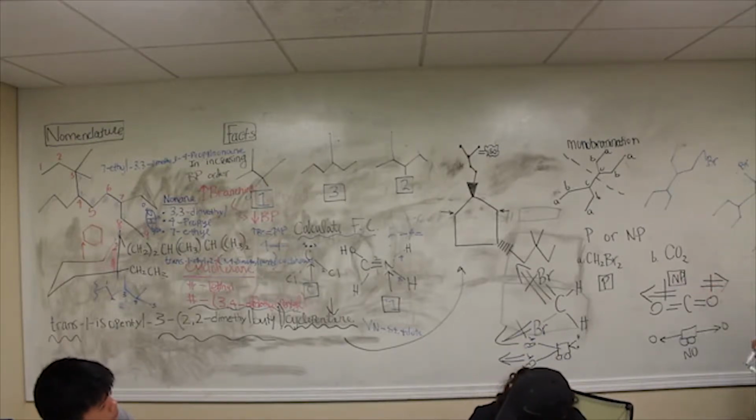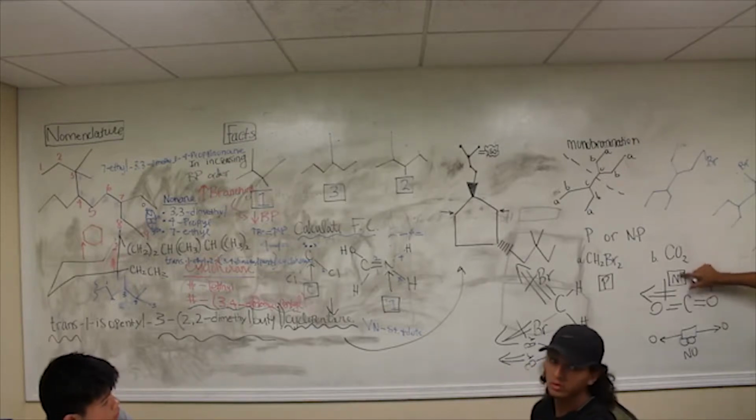Also, I wrote NP, but the test might say N. So make sure to write what it says. Don't write NP if it says to write N for non-polar, because she won't give you the points for it. Did it say N on the test or NP? All right, so we'll just take it.